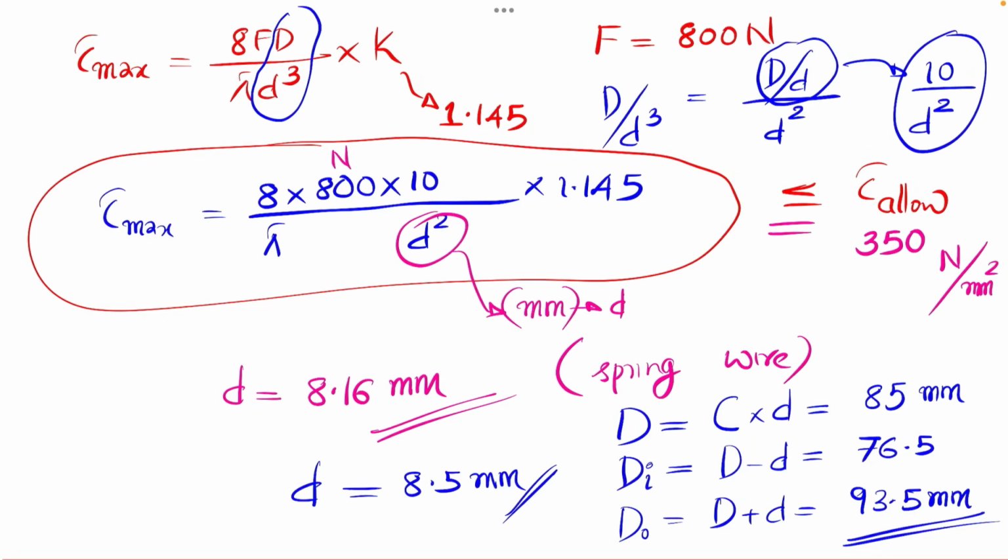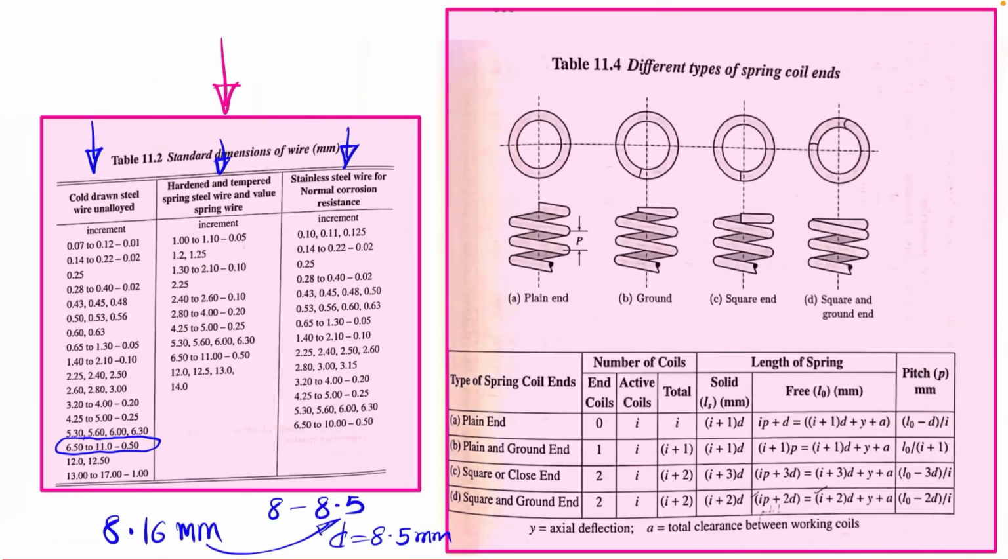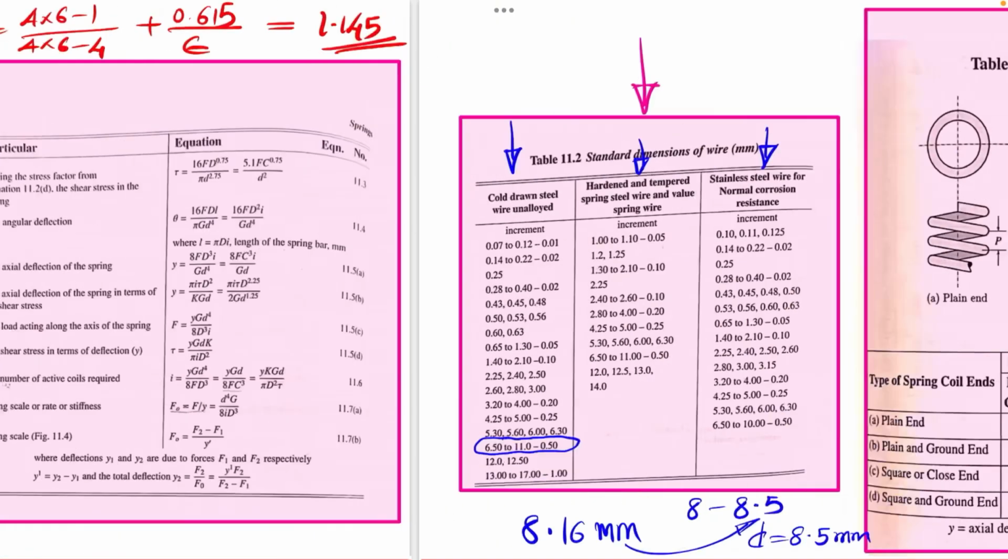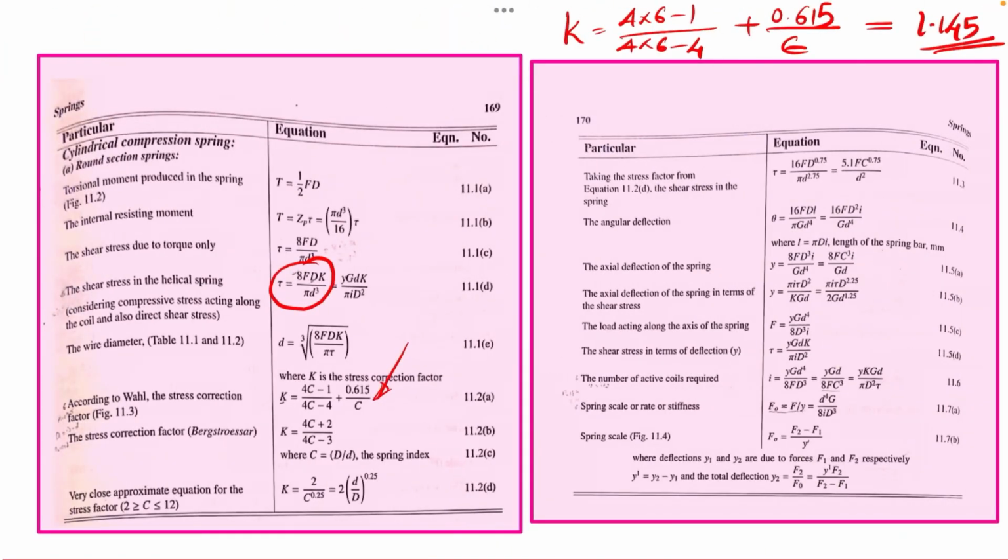Next we need to find the number of active coils. Already I have explained the difference between active coils and the total coils. Active coils are the number of coils involved in the compressive action. So for finding the active number of coils, I will be using this expression. Here the expression for y I will be using, because deflection y is given, so I can rewrite for i. i is the number of active coils.